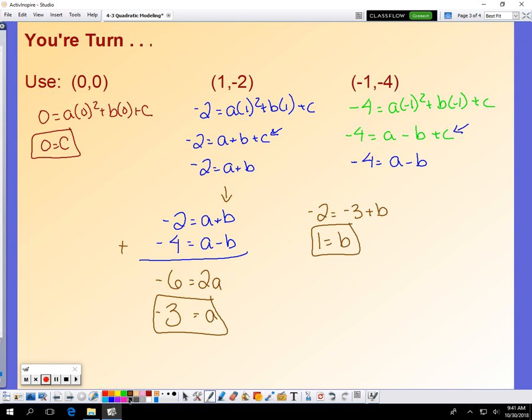We will now write our equation. y equals negative 3x squared plus x. And you've got the 0 on the end, so we don't need to include it. So there is the answer to our problem.